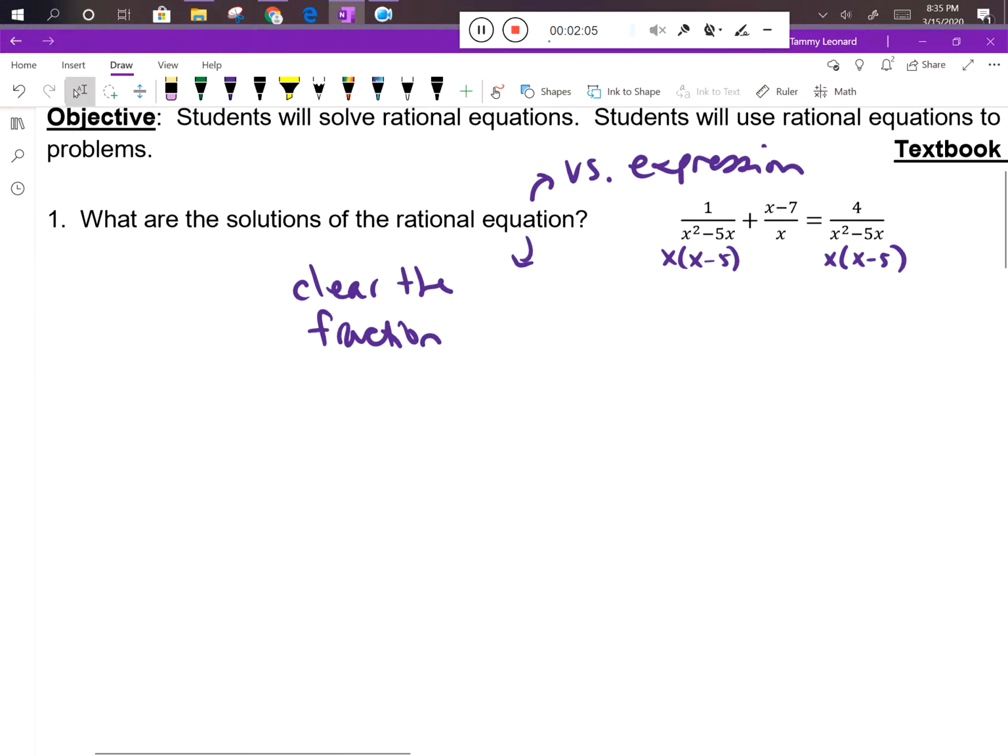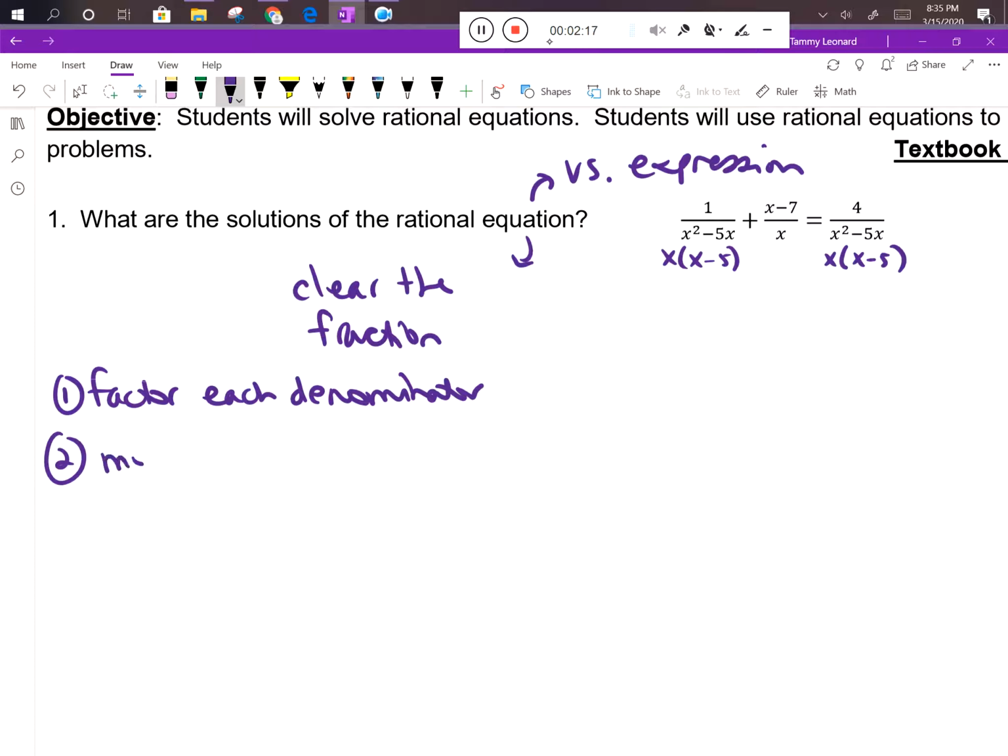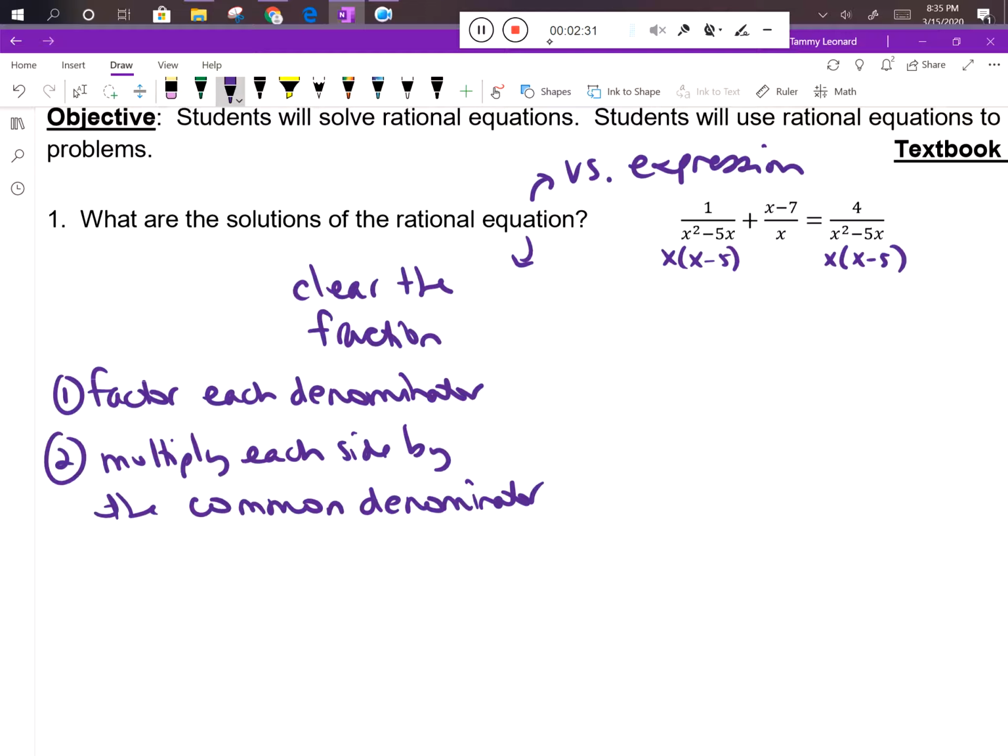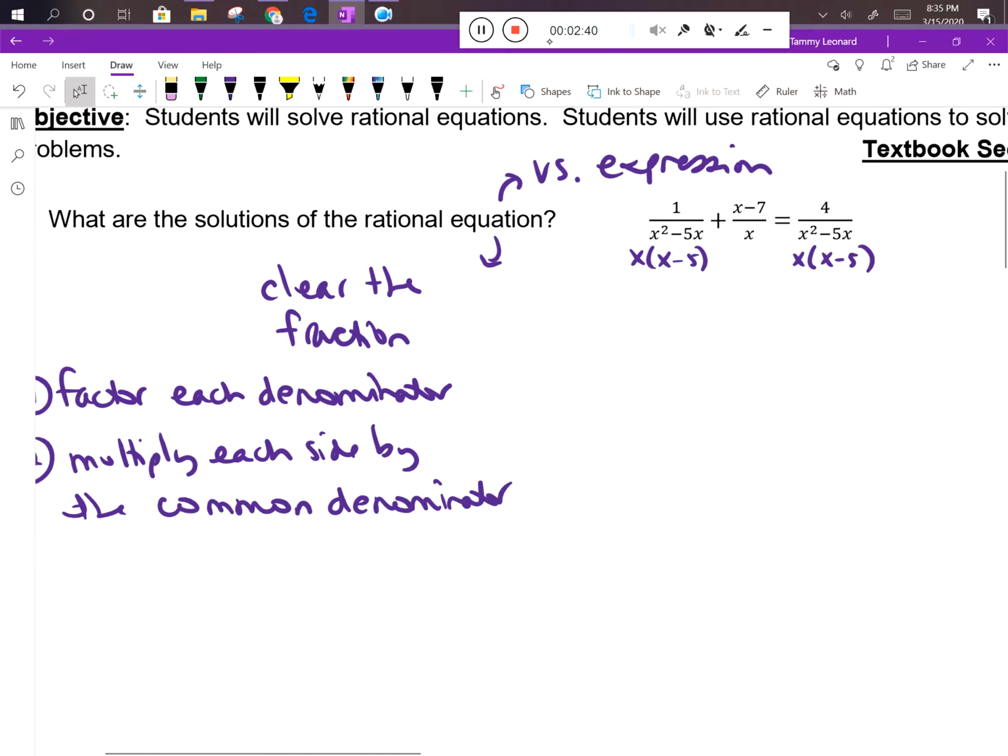So basically what I'm going to do is first factor each denominator, which we just did. Then I'm going to multiply each side by the common denominator. Sometimes that happens to be one of your given denominators. Other times, that is going to be something that you've compiled out of all the pieces of the denominators. But we're going to come in here and multiply each side of the equation by x times x minus 5.